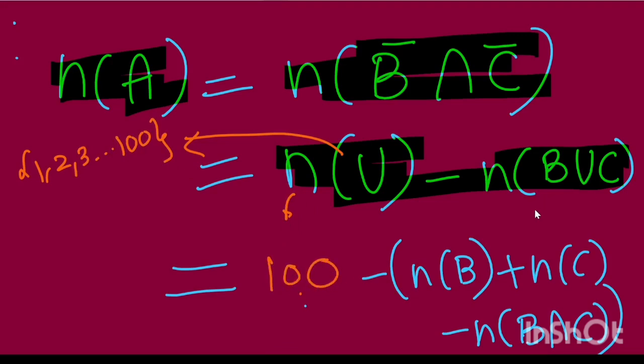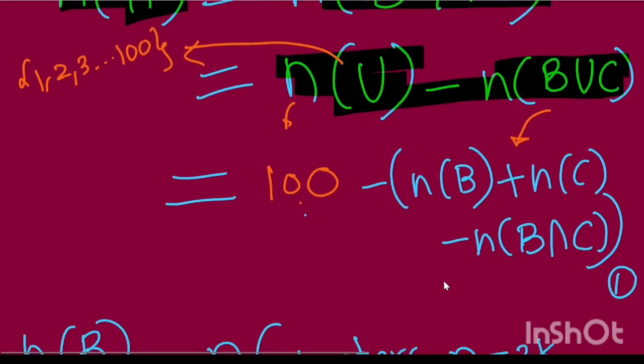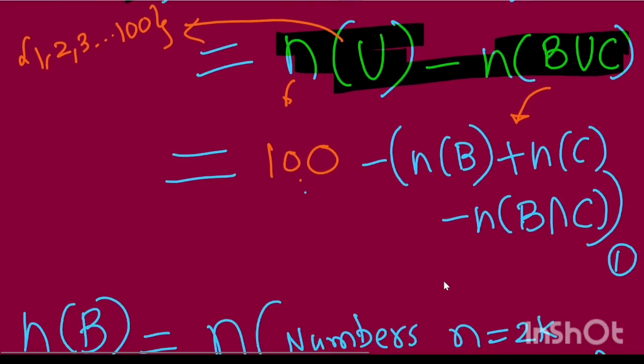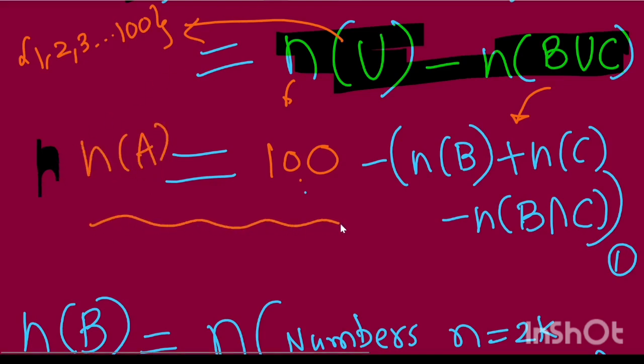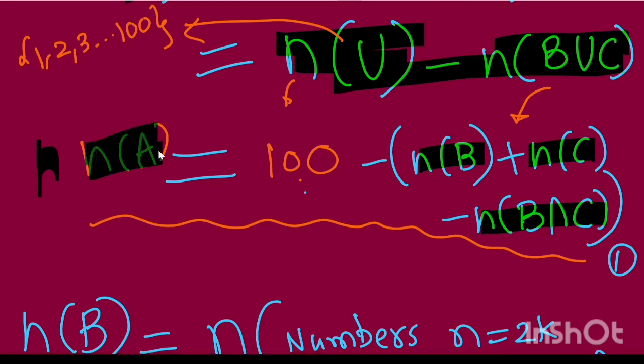Now from the formula, n(B union C) is defined as n(B) plus n(C) minus n(B intersection C). Let's say this is the first equation. So n(A) is this, 100. If you calculate n(B), n(C), and n(B intersection C), you will calculate n(A). So now we will find the values one by one.